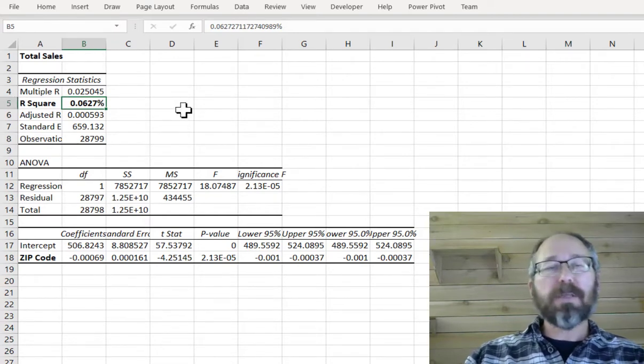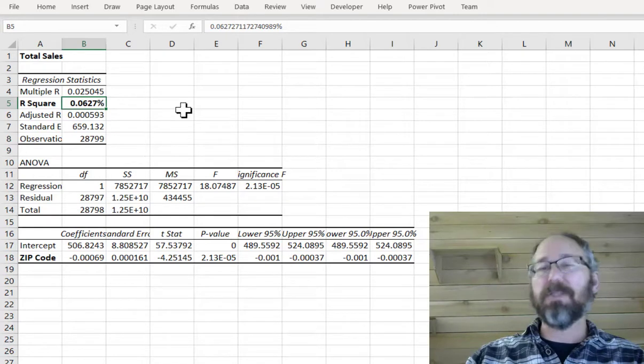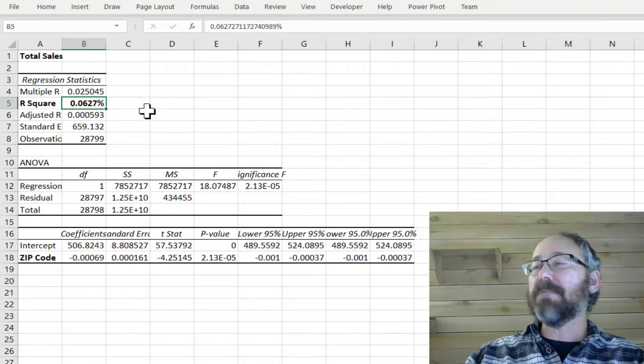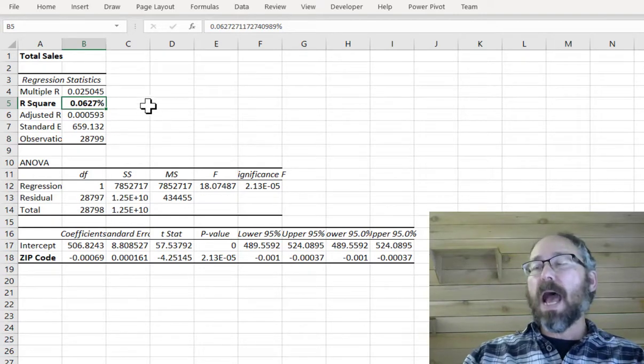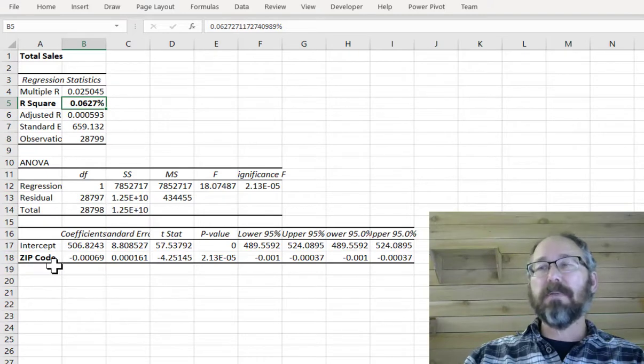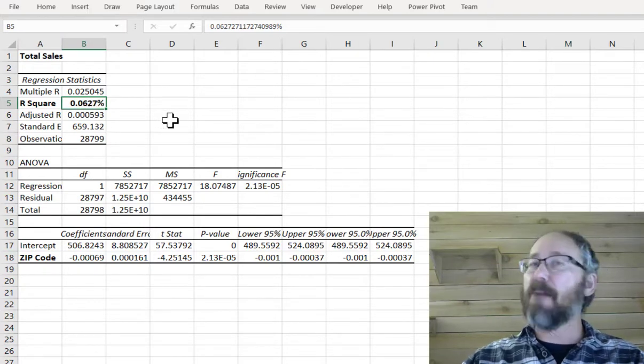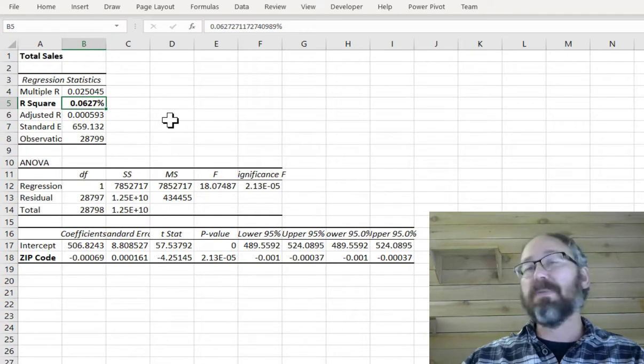So the R squared is called our coefficient of determination. It simply tells us how much this predictor variable explains about the variation in our response variable. Now, 0.06% is not much, and frankly, not enough to even work with from this standpoint.